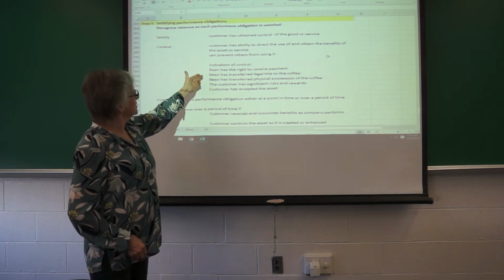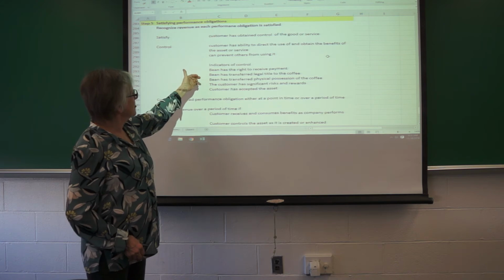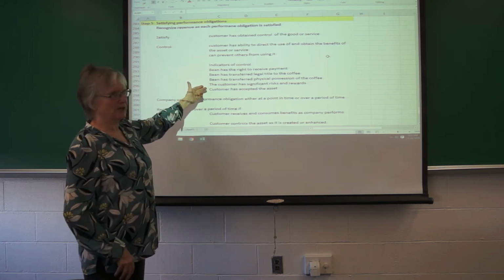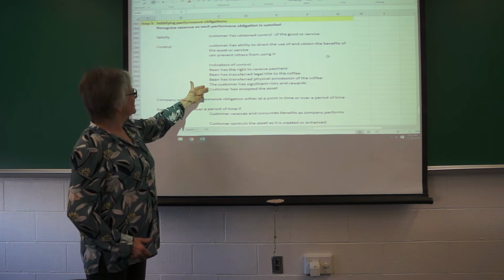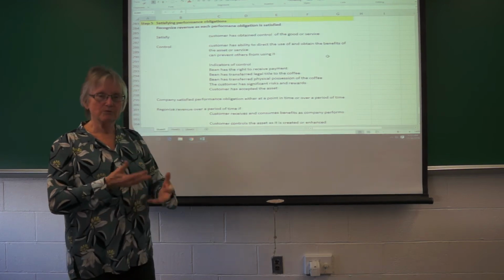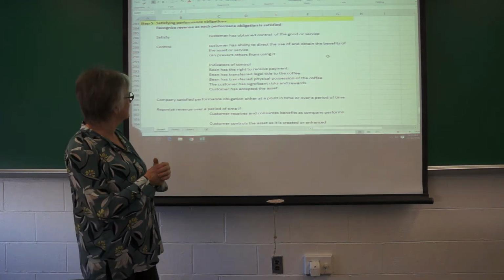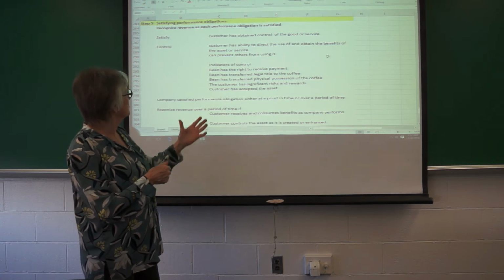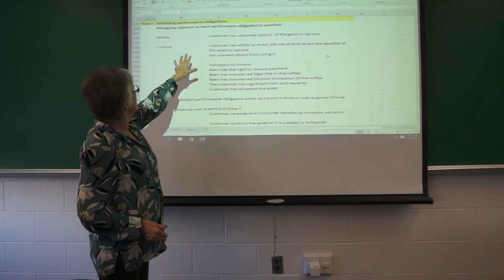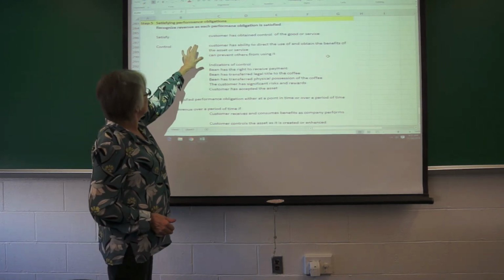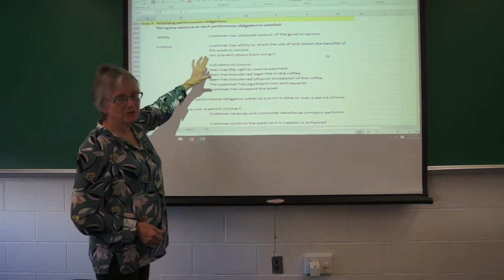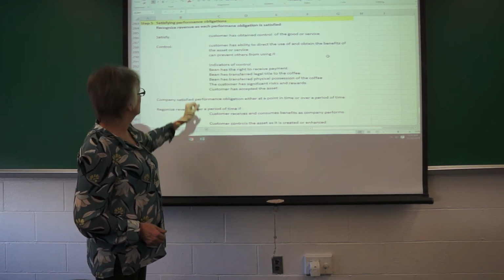The seller has received payment or has the right to receive payment. Legal title might have passed. Physical possession, the customer has the coffee. The customer has the significant risks and rewards of possession of this product or service, and the customer has accepted the asset. So you need to know what it means to satisfy the performance obligation, and that has to do with when control passed. You have to be aware of what it takes for control to have passed.